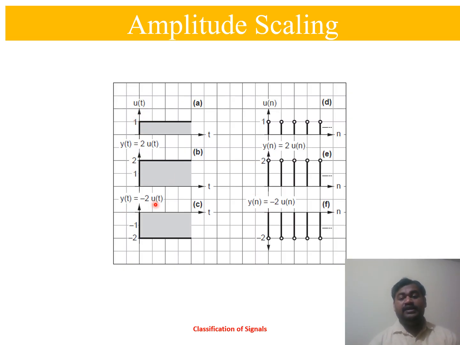Similarly, y of t equal to minus 2 u of t. This is a u of t. Multiply this by minus 2. 1 into minus 2 will become minus 2. So it goes on the negative axis.